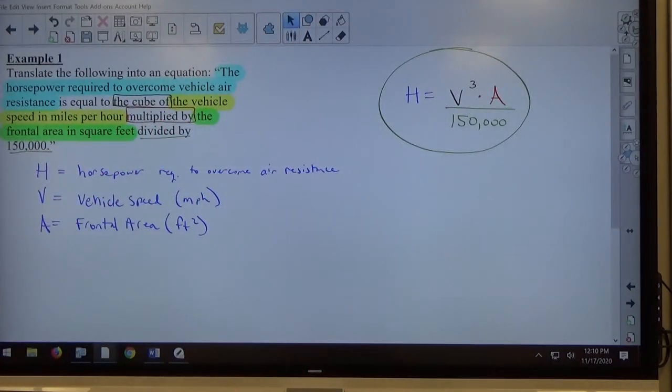It's up to you to translate those words correctly, but part of that translation is you have to invent some words. Imagine you're in Spanish class and Mrs. Prater's there teaching Spanish, and you've got this whole list of words you need to memorize, but then there's some stuff you don't know. And instead of just saying, I don't know, you get to make up your own Spanish words. That's all that's happening here. I have no idea what horsepower required to overcome vehicle air resistance is. I invented an answer. I called it H. I have no idea what the vehicle speed is in miles per hour, so I made it up. I called it V.